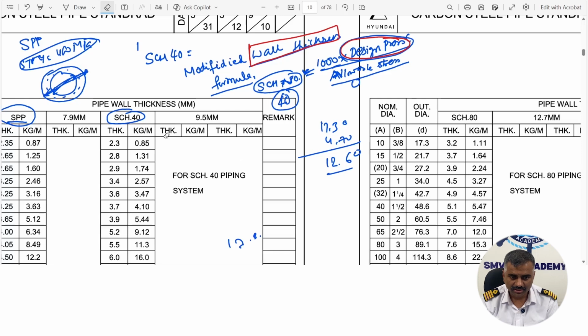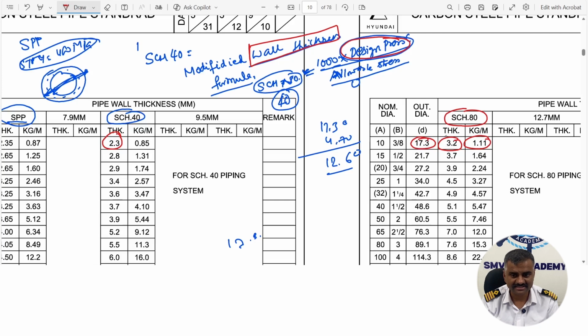Now let us see. For a 10 mm nominal dia pipe, you can see the thickness is 2.3 when it is a schedule 40 pipe. When it is a schedule 80 pipe, the thickness is 3.2 and the weight is also increasing. So what does this signify? This signifies that we have increased the pressure rating for the same pipe, and the outer dia is constant. You can see outer dia is constant.